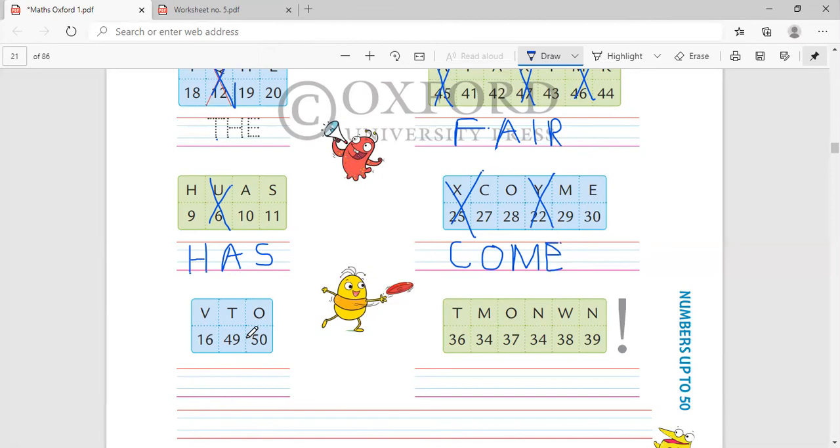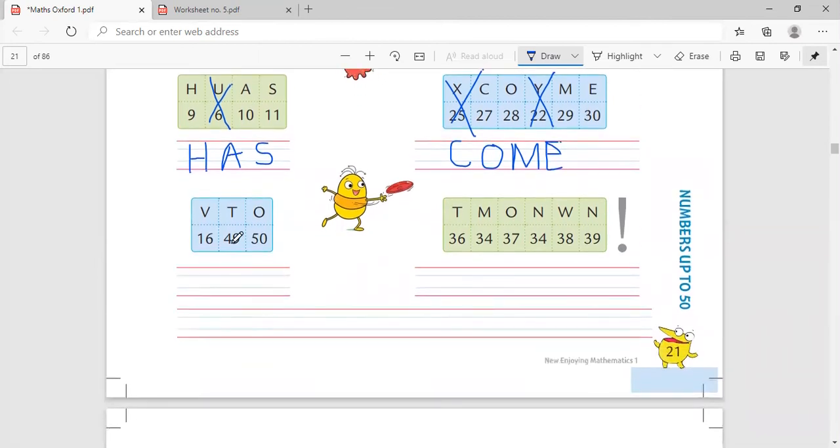You know how to make the E. 16, 49, 50. 16 doesn't come before this. So this is 49, 50. What is the letter? T-O. It is like solving a puzzle. Very important for mental ability and mental strengthening of the mind. 36, after this 37 doesn't come, and I enjoy doing these puzzles. 36, 37, 38, 39. What is the word? T-W-O-N.